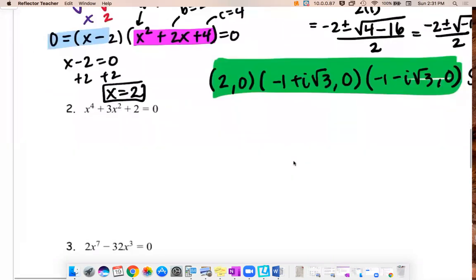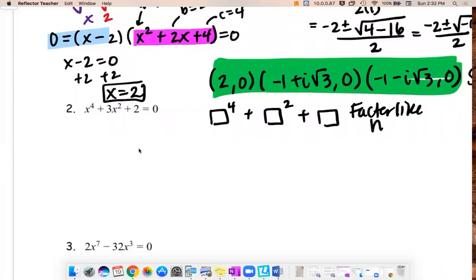Okay, so this one we didn't do factoring patterns because this is very similar to the way that we factored in the past. So if I have this pattern that looks like something to the fourth plus something squared plus a number without an exponent, I can factor this like normal. So let's factor like normal. What multiplies to 2 and adds to 3? Well, that's definitely 2 and 1, because 2 times 1 is 2, and 2 plus 1 is 3.